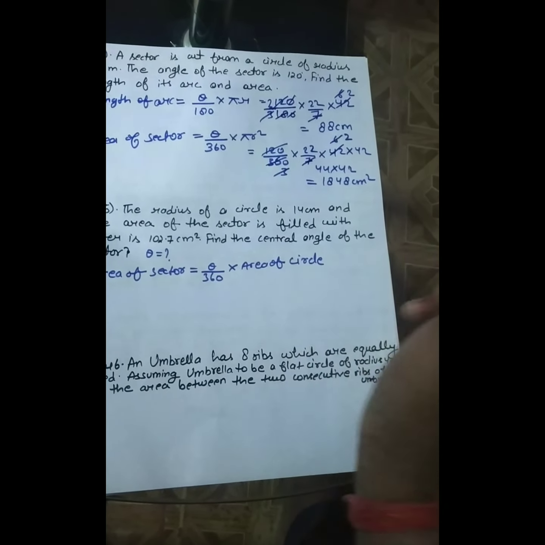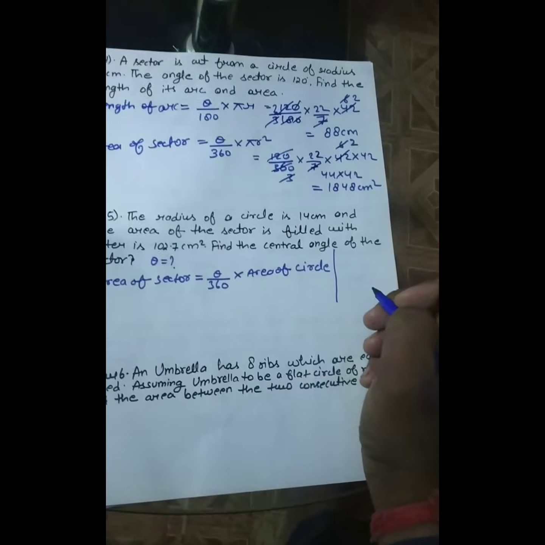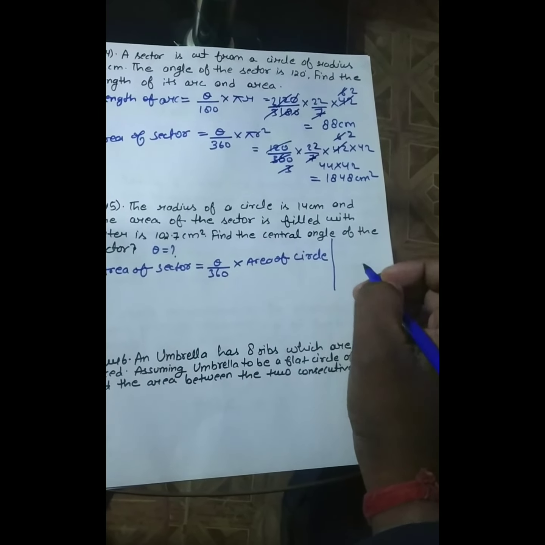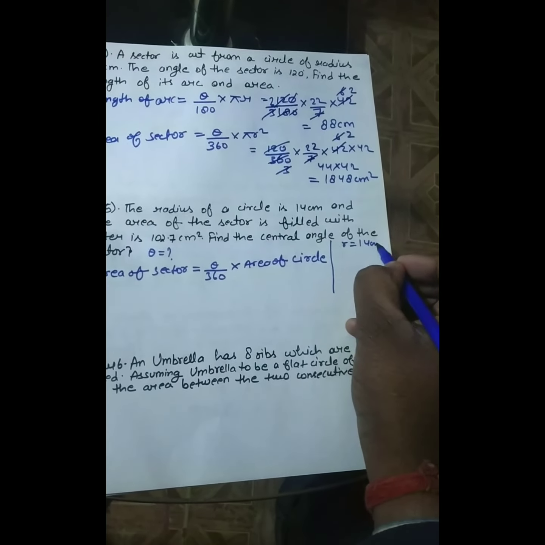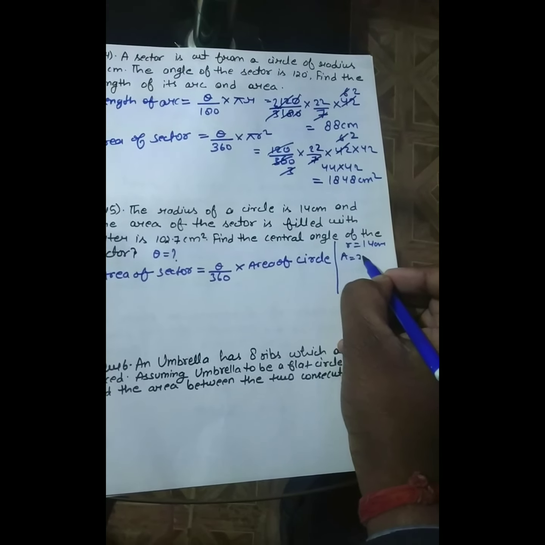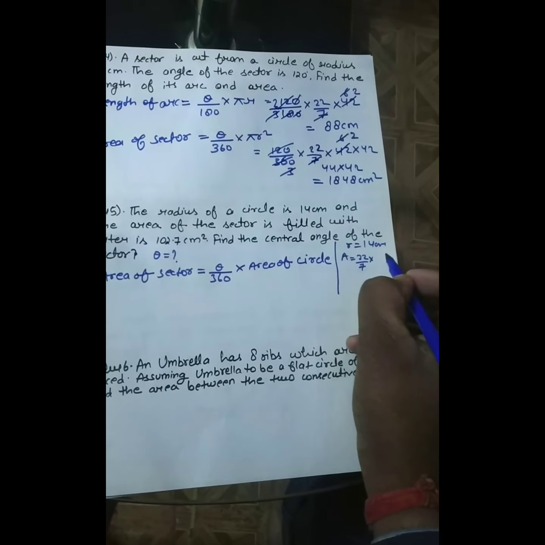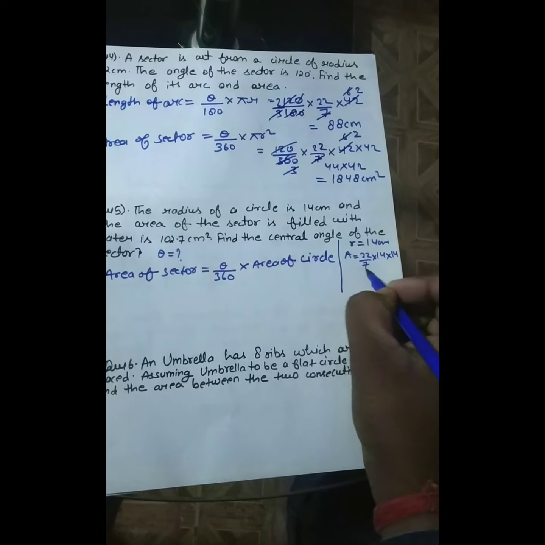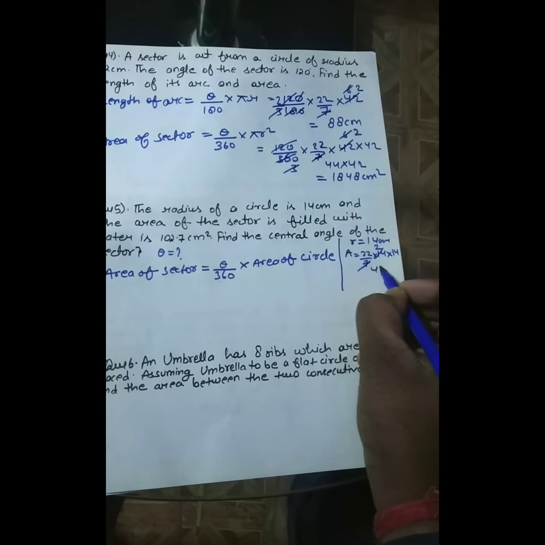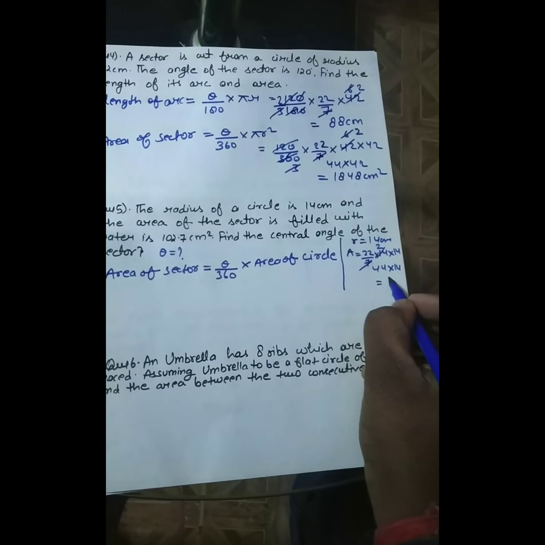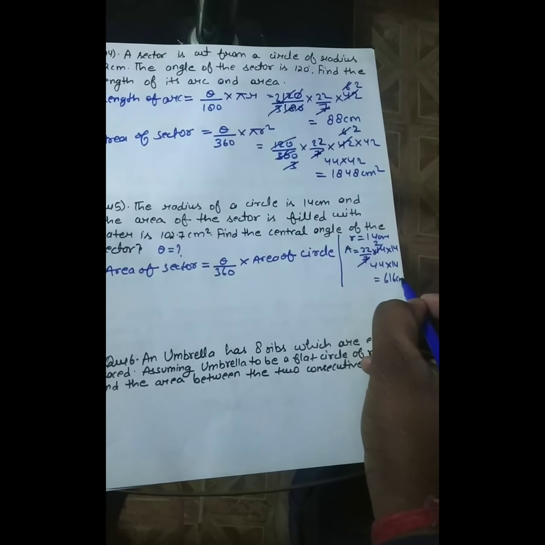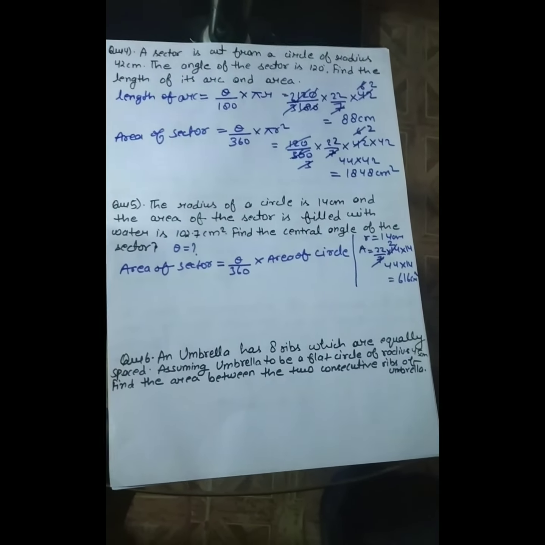Got it? So here firstly we will calculate the area of circle. The radius is given 14 centimeter, so the area will be 22 upon 7 into 14 into 14. 7 2s are 14, 44 into 14, that is 616 centimeter square. Got it, guys? So the area of circle is 616 centimeter square.